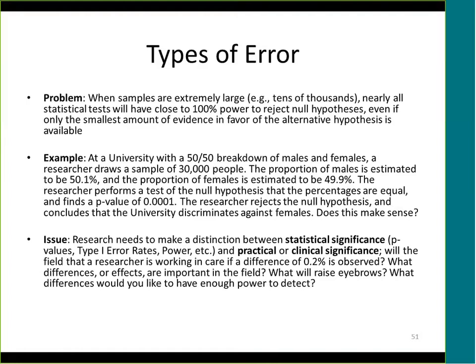I'll give an example here of a university with a 50-50 breakdown of males and females. A researcher draws a sample of 30,000 people. The proportion of males is estimated to be 50.1%. The proportion of females is estimated to be 49.9%. When they perform a statistical test, this is highly significant with a p-value of 0.0001, and the researcher rejects the null hypothesis and concludes that the university discriminates against females. But we have to realize that that doesn't really make sense. So again, it's just another way of illustrating the point that things have to, as well as be statistically significant, they also have to have meaning as well.